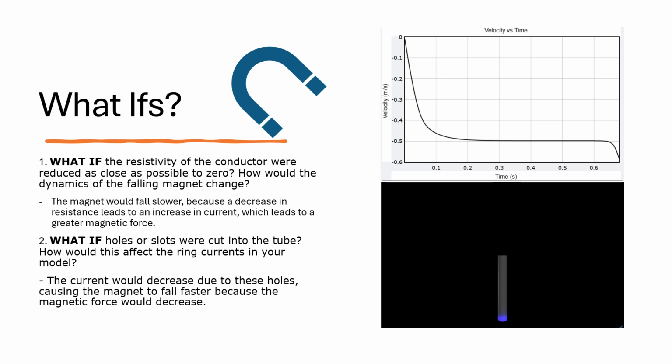And what if there are holes or slots? What does that do? Well, it's going to cause the opposite effect. The current is going to decrease due to these holes, causing the magnet to fall faster because, with that current decreasing, the magnetic force is also going to decrease.